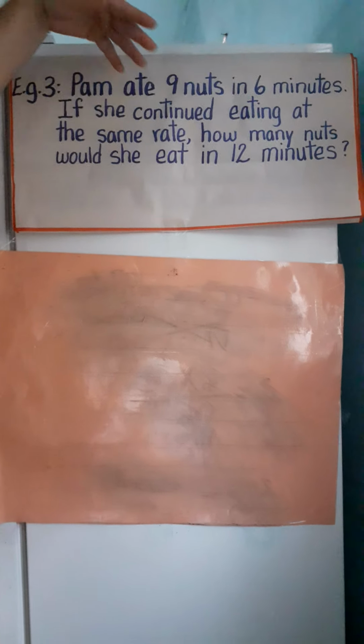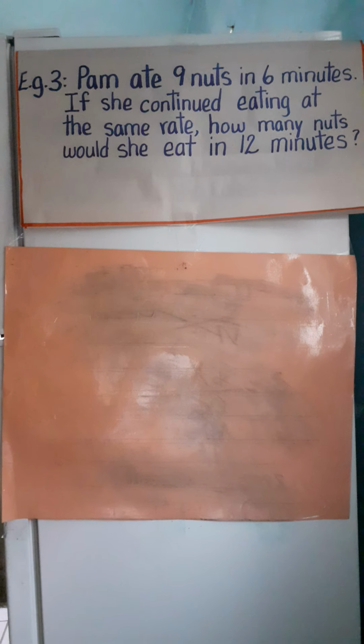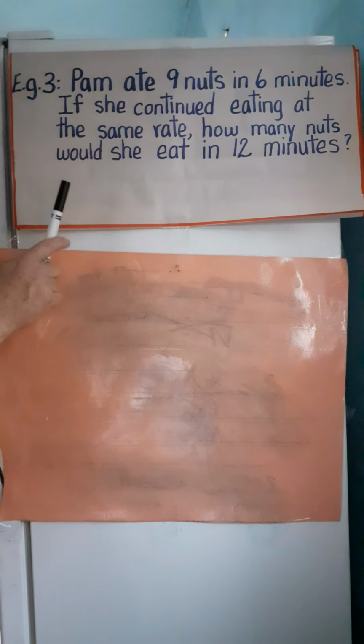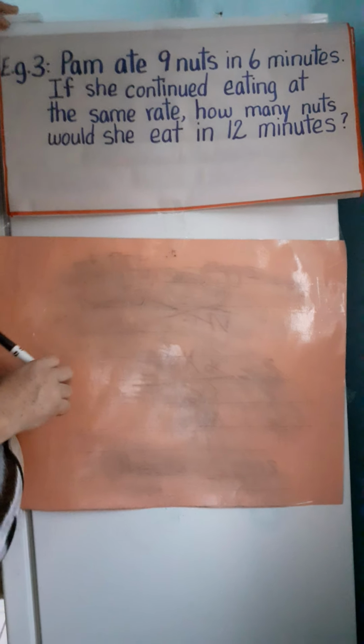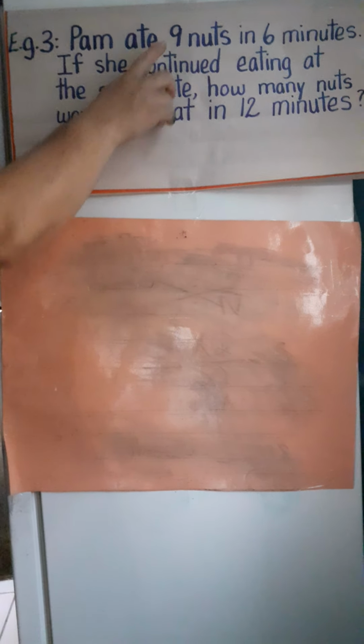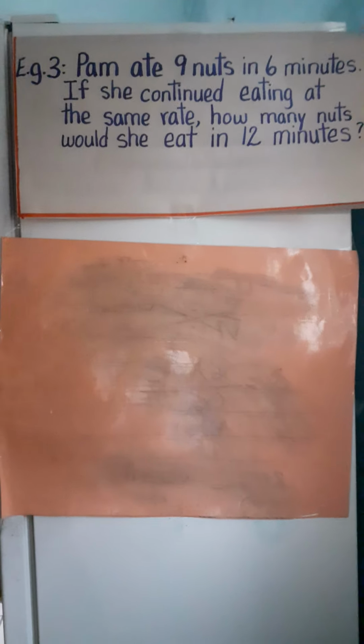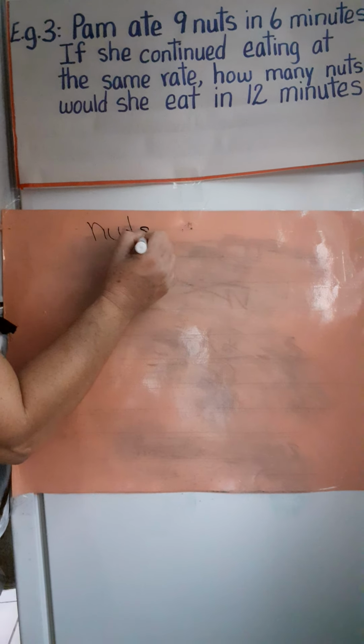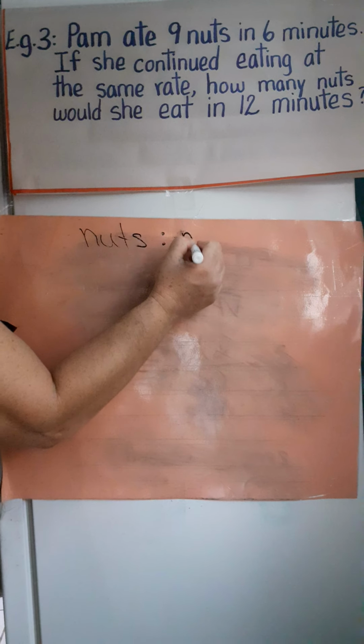Okay, let's look at the third problem. This is the last example. You can read along with me. Pam ate 9 nuts in 6 minutes. If she continued eating at the same rate, how many nuts would she eat in 12 minutes? Okay, now it's talking about nuts and minutes. So we write nuts to minutes.